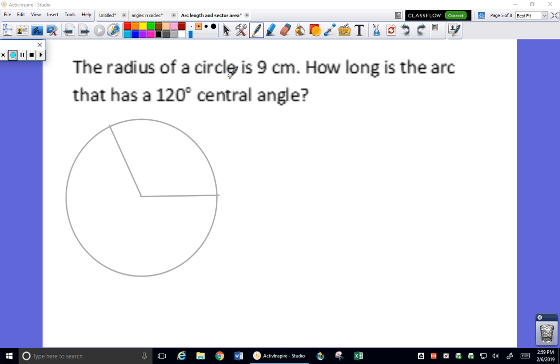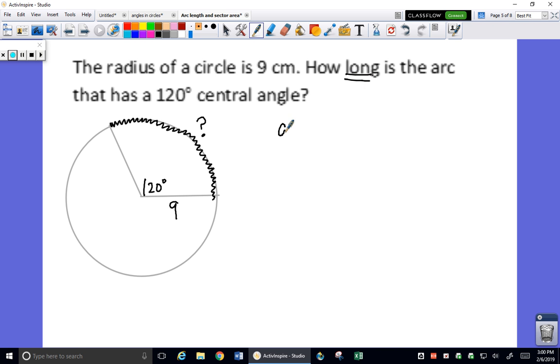So here we have a radius of 9, so let's write that in here, there's 9. And we have a central angle of 120. We want to know what is the length of this arc that is subtended by these 2 radii. How long is the arc? So the distance around the outside. Not the 120-degree angle, that's the measure of the arc. We want to know how long it is.